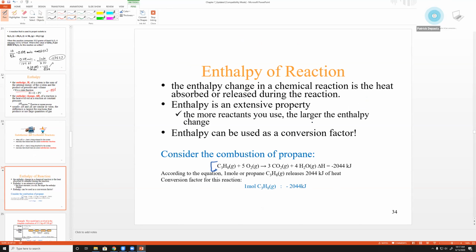We already did, in the previous examples we did, where we had the amount of enthalpy per mole of propane or the amount of enthalpy per 10 grams, whatever. We already kind of used it in an equation like we would a conversion factor. So here you have the combustion of propane again, the same equation. We know that 1 mole of propane releases negative 2,044 kilojoules.